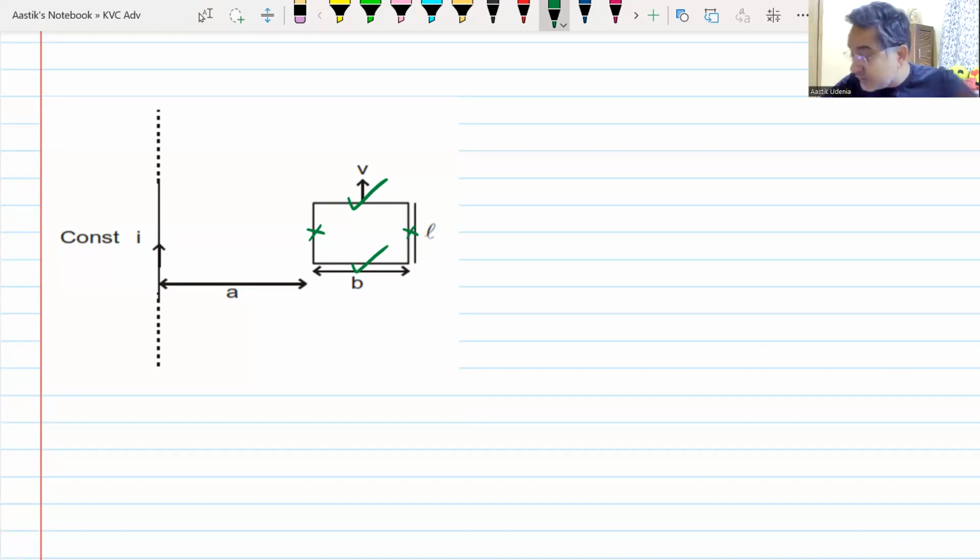If I make the question like this, it is given a velocity v like this at some angle, let us say theta, then what will be your answer? I'll give you 2 minutes to think about it.